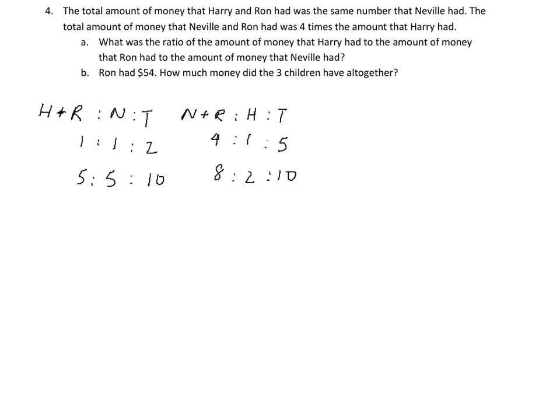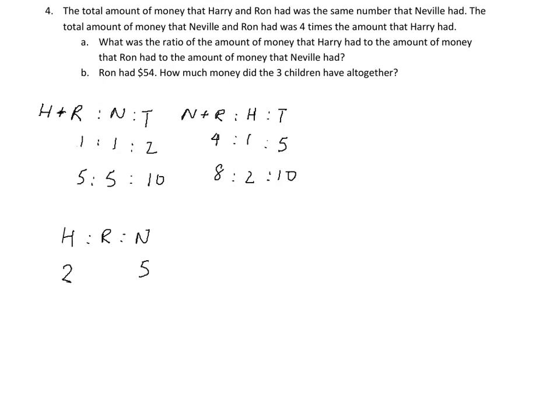to Ron to Neville. So Harry to Ron to Neville. So we can see that from here, Neville is 5 units, right? Yes? Yeah. Harry is 2 units. So this is 2, this is 5.